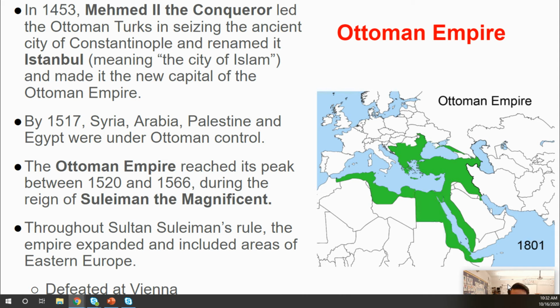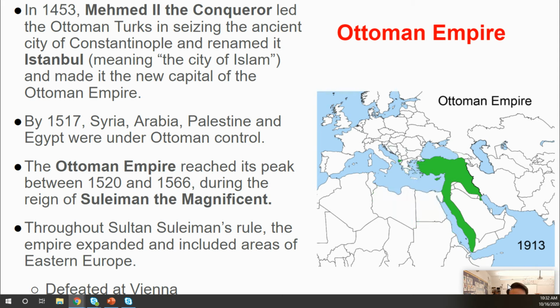So the Ottoman Empire is going to continue to conquer, and using gunpowder weapons, by 1517 they're able to conquer the territories of what is now Syria, Arabia, Palestine, and Egypt, all under Ottoman control. When we get into the Ottomans, we will definitely talk about them. They come up a lot in exams, and this is the beginning of the Ottoman Empire. It reaches its peak between 1520 and 1566 during the reign of a guy named Suleiman the Magnificent.